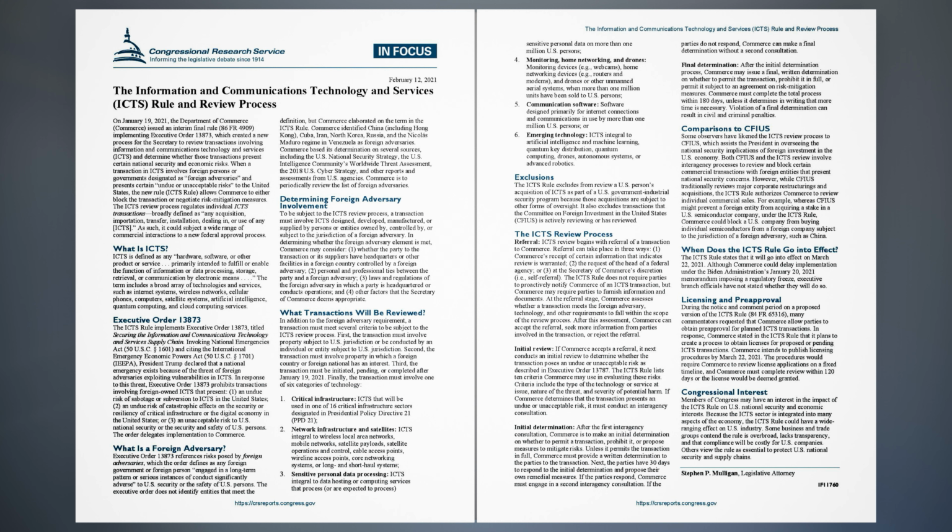What is a foreign adversary? Executive Order 13873 references risks posed by foreign adversaries, which the order defines as any foreign government or foreign person engaged in a long-term pattern or serious instances of conduct significantly adverse to U.S. security or the safety of U.S. persons. The executive order does not identify entities that meet the definition, but Commerce elaborated on the term in the ICTS Rule. Commerce identified China, including Hong Kong, Cuba, Iran, North Korea, Russia, and the Nicolas Maduro regime in Venezuela as foreign adversaries.